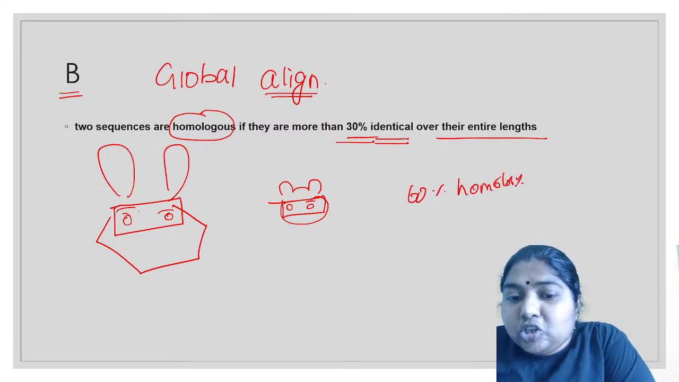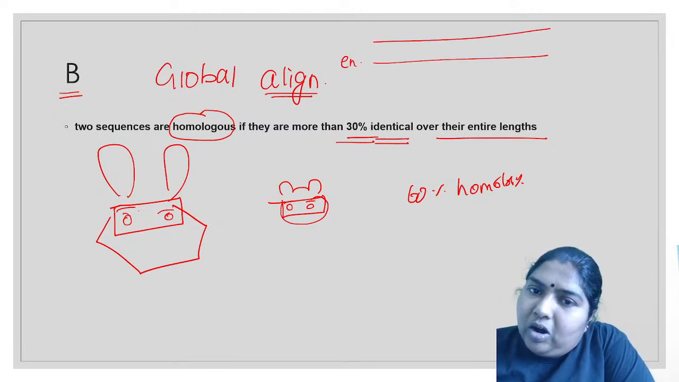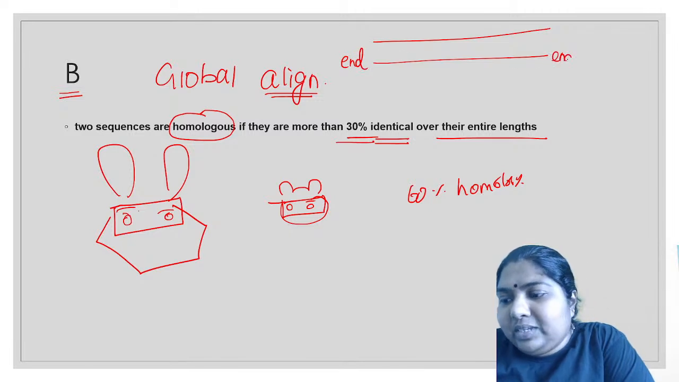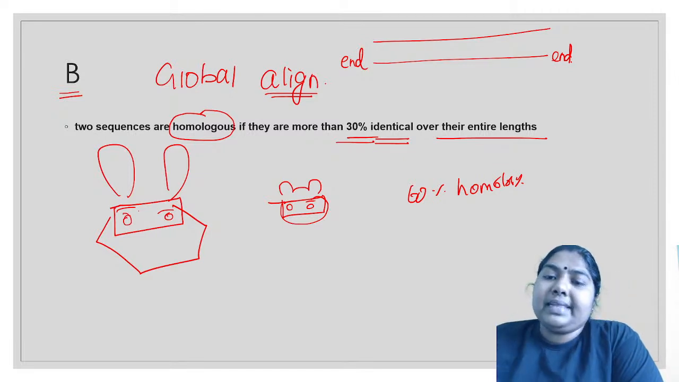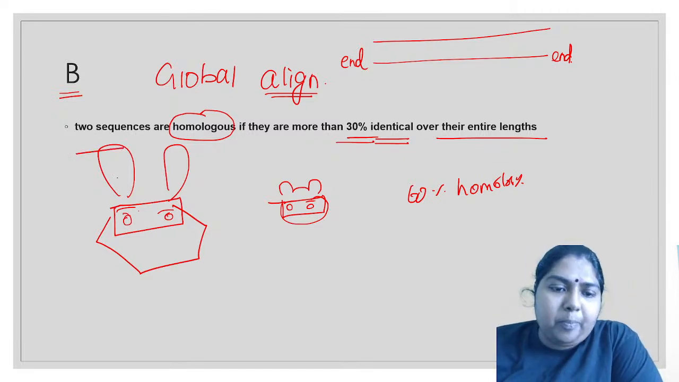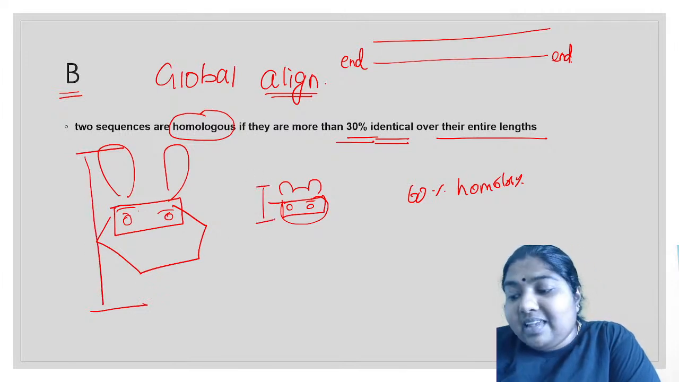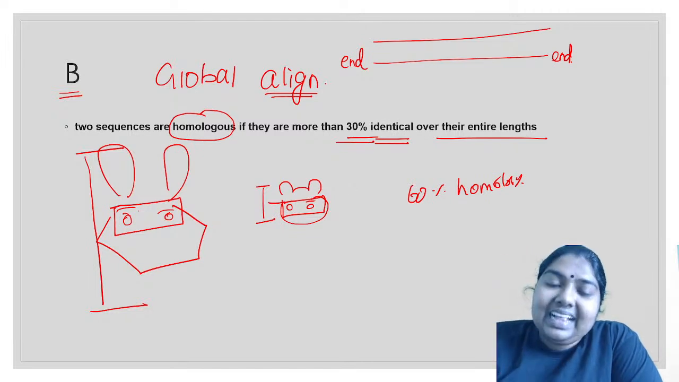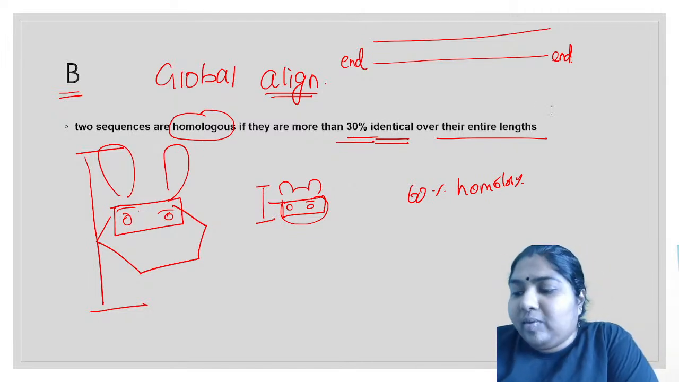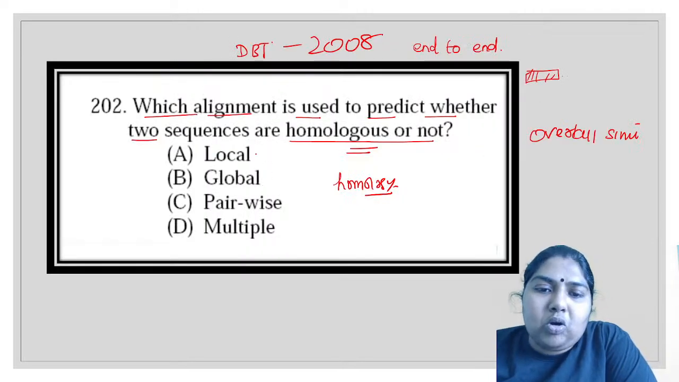So I should not take tidbits. I should take only the overall sequence. If it is overall, the keyword is end to end. I take the entire sequence from the top to the bottom. Out of the entire sequence, how much is similarity? If it is greater than 30%, then only I can call them homologs. Understood now? So what's wrong with local?